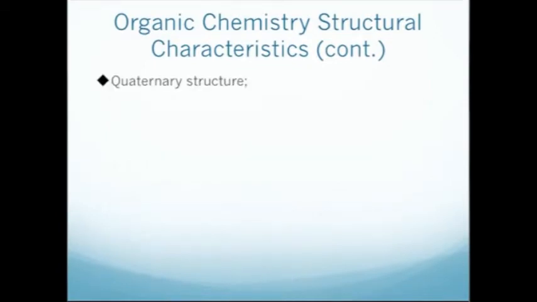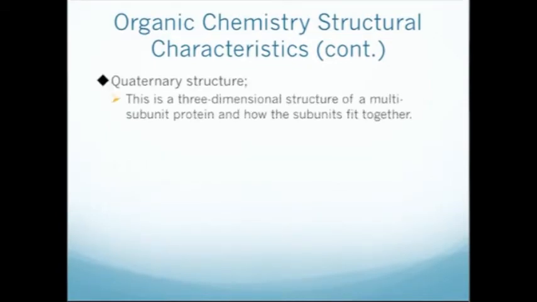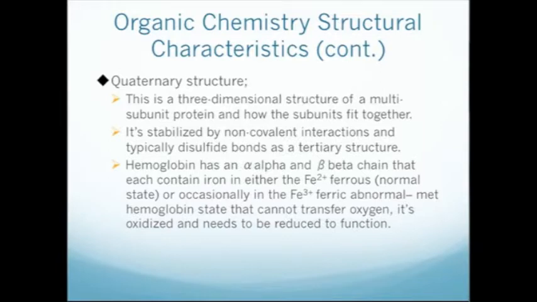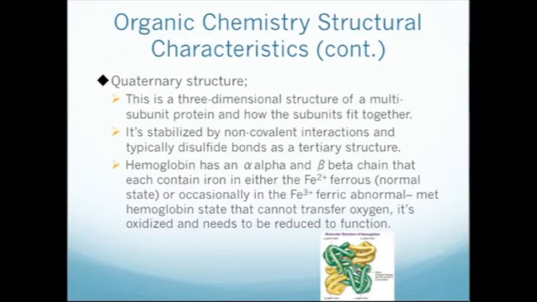Quaternary structure. This is a three-dimensional structure of a multi-subunit protein and how the subunits fit together. It's stabilized by non-covalent interactions, and typically disulfide bonds as in a tertiary structure. Hemoglobin, for instance, has an alpha and beta chain that each contain iron in either the ferrous Fe2+ normal state or occasionally the ferric Fe3+ abnormal state known as methemoglobin. This is a state that cannot transfer oxygen. It's oxidized and needs to be reduced from ferric to ferrous in order to function.